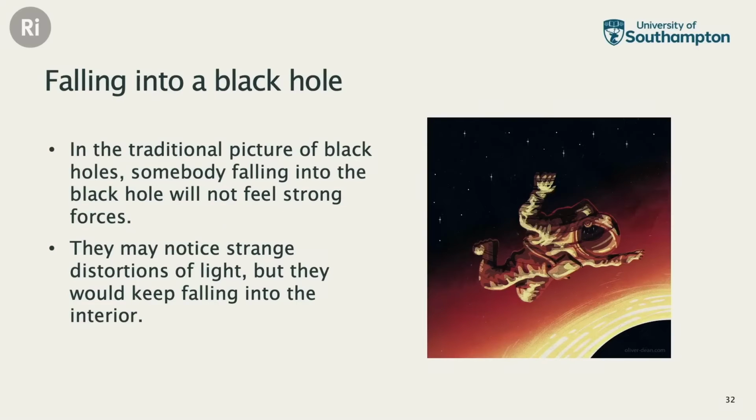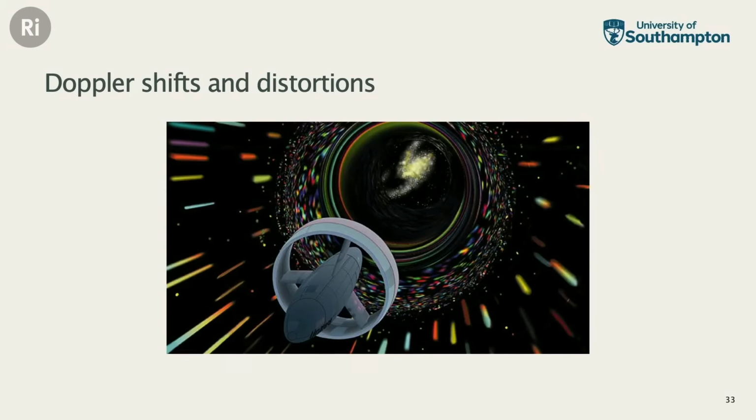In the traditional picture of falling into the black hole, our poor, brave astronaut falls into the black hole, they fall through the accretion disk, they may notice some strange distortions like this, weird Doppler shifts, but they keep falling.